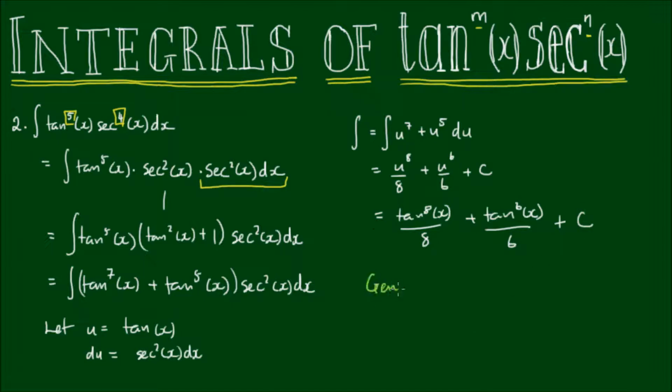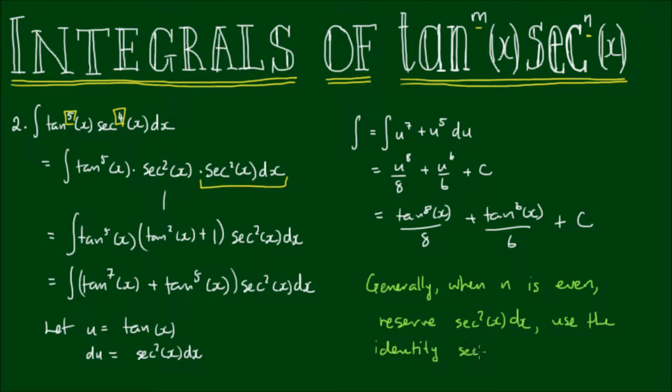So generally, when the secant power n is even, reserve the term secant squared x dx, use the identity secant squared x is equal to tan squared x plus 1 to get everything in terms of tan x, and then use the substitution u is equal to tan of x.